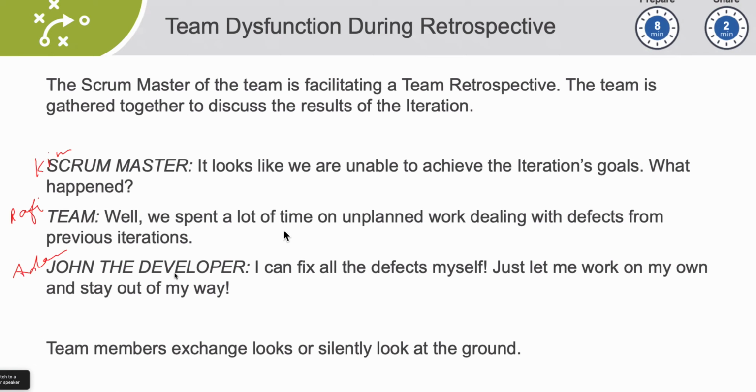Kim, over to you. So it looks like we were unable to achieve the team's or the iteration's goals. What happened? Well, we spent a lot of time on unplanned work dealing with defects from previous iterations. I can fix all the defects myself. Just let me work on my own and stay out of my way. Team members exchange looks or silently look at the ground.